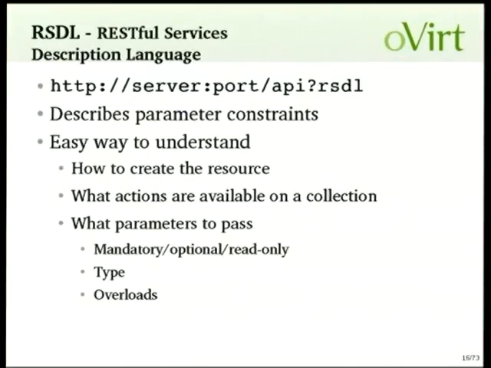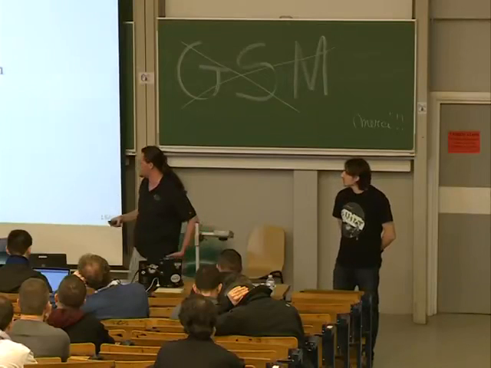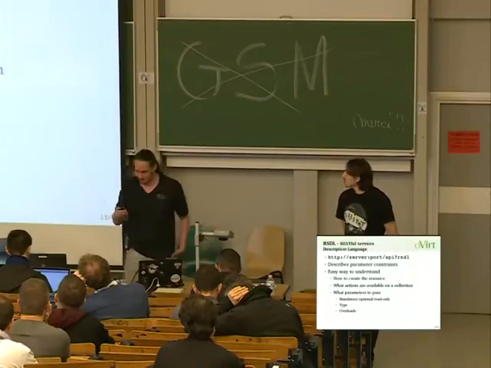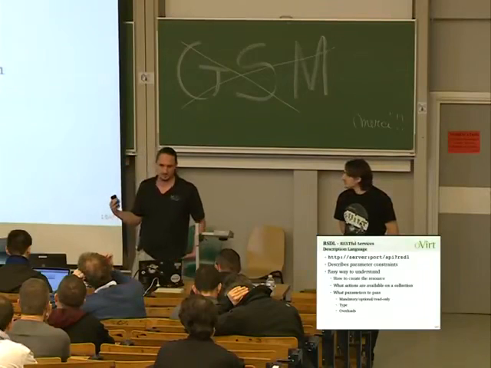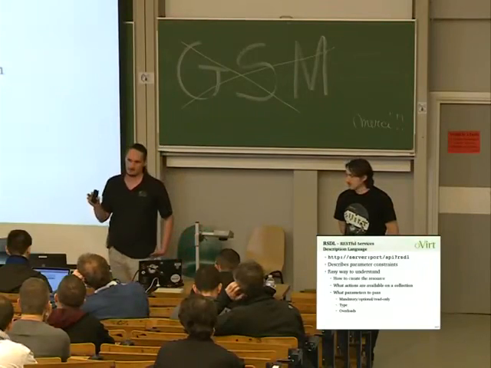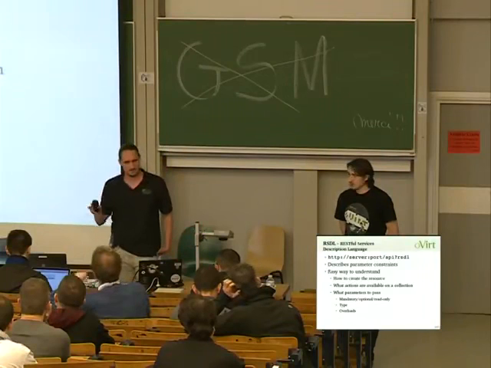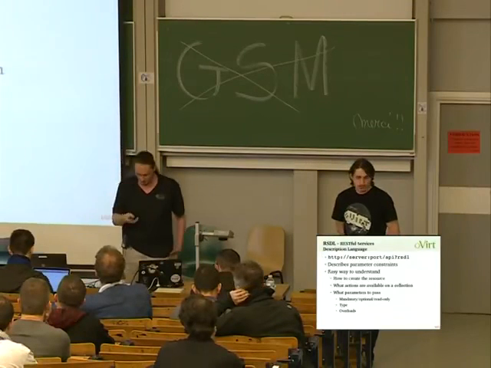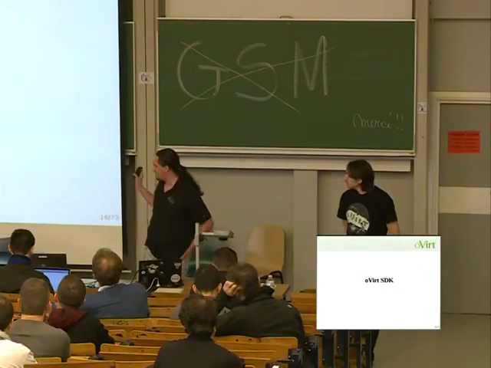But we also have RSDL to describe which actions you can take, what are the parameters that you can send to the API. So basically, it's always available on API RSDL. It's very easy to consume, especially for scripts. It's just a standardized XML structure that describes the API and how to use it. So that's it about the REST API.